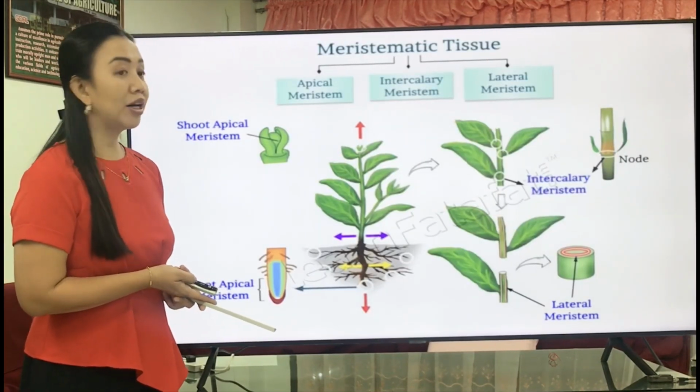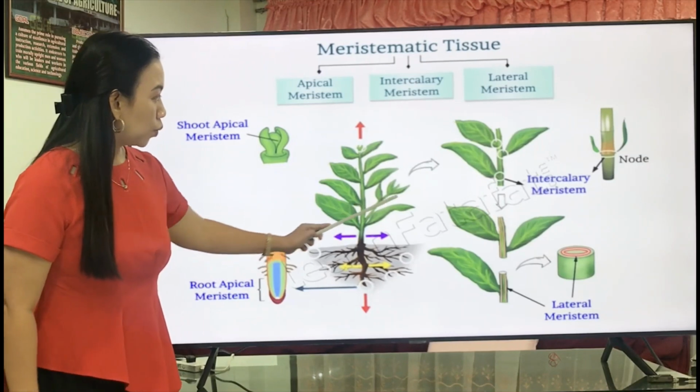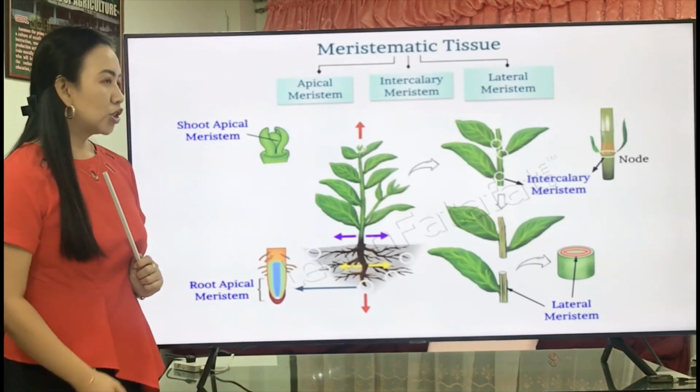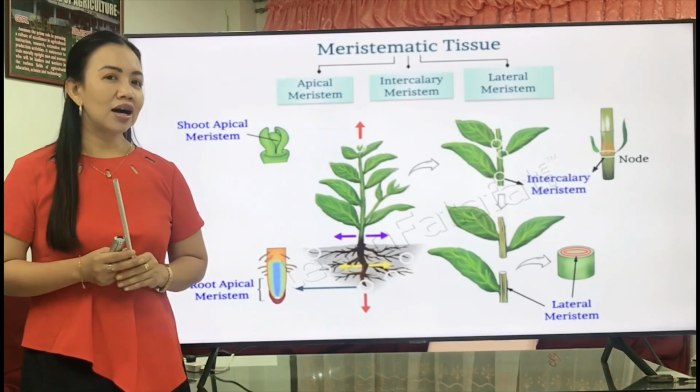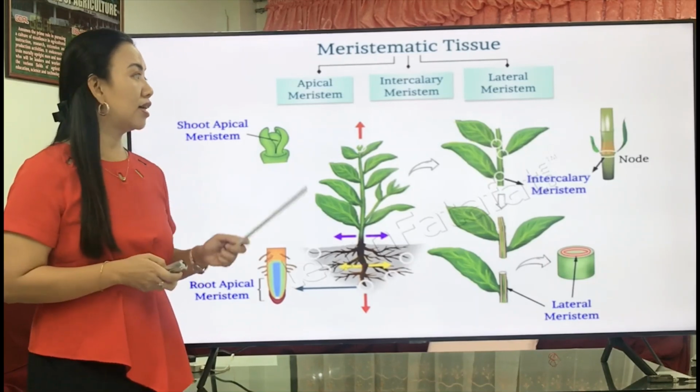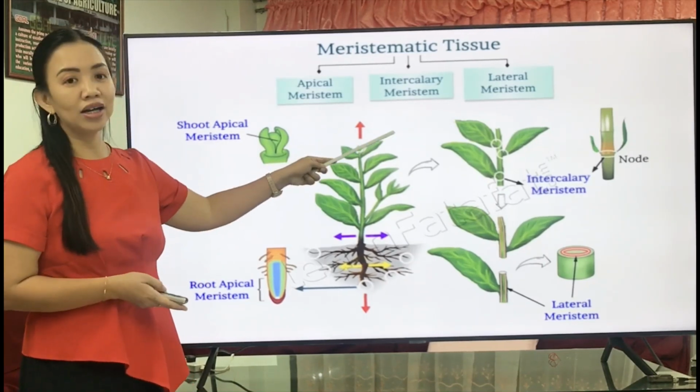For the intercalary meristem, we can find it in the node part of the plant. The reason why the lengthening of the internodes increases is because of the intercalary meristem.